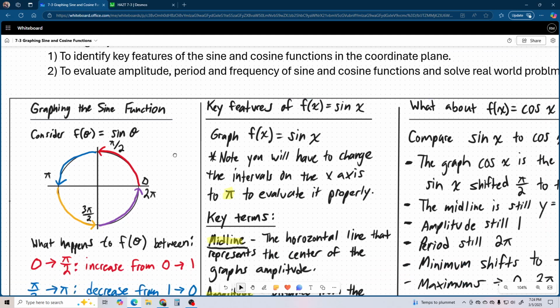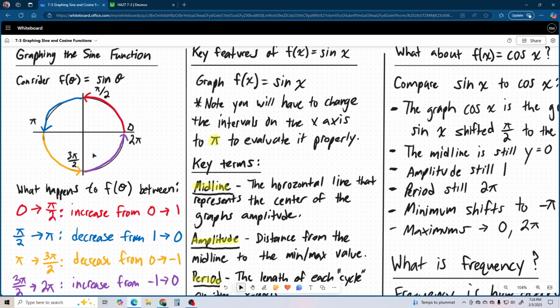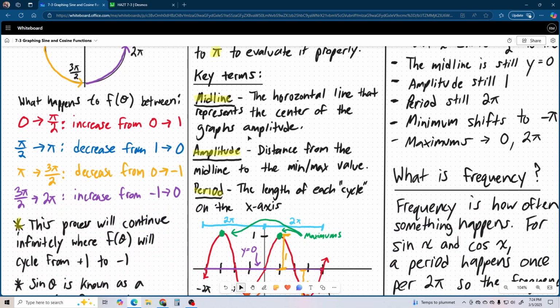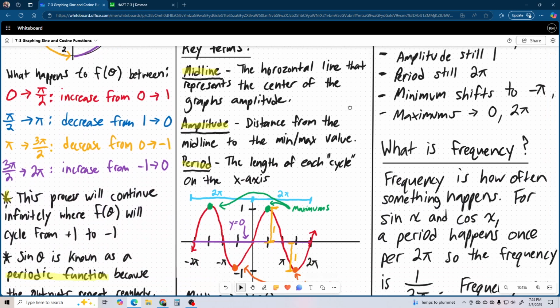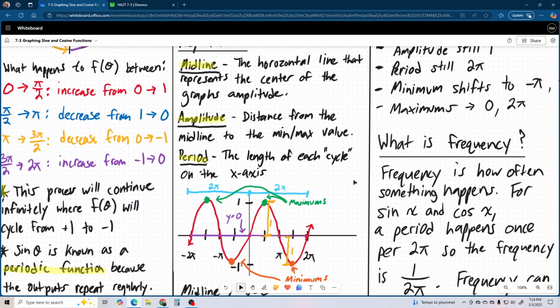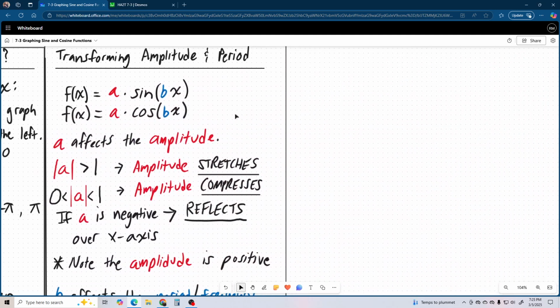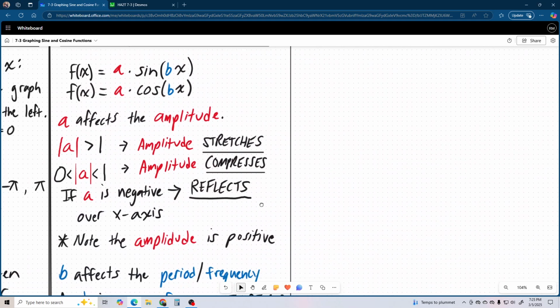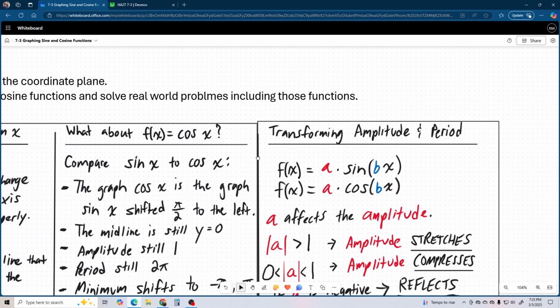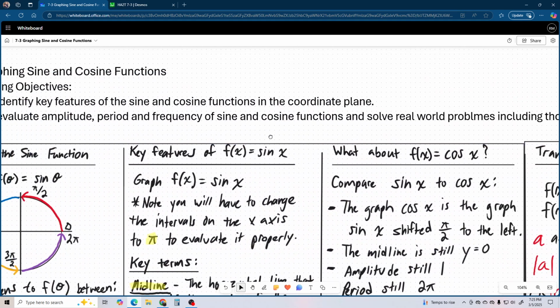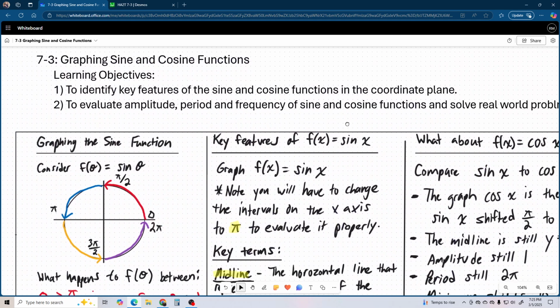So quick recap. We talked about a sine function and what it means to be periodic. We then went over the key features of sine, including the midline, which is y = 0 in this case, amplitude and period. And then, of course, we talked about frequency and how that relates to period. All right, and then we talked about how A and B affect our amplitude, our period, and our frequency. And then we did an example. And that's it, guys. A little bit less conceptually challenging than the last 2 lessons, I think.